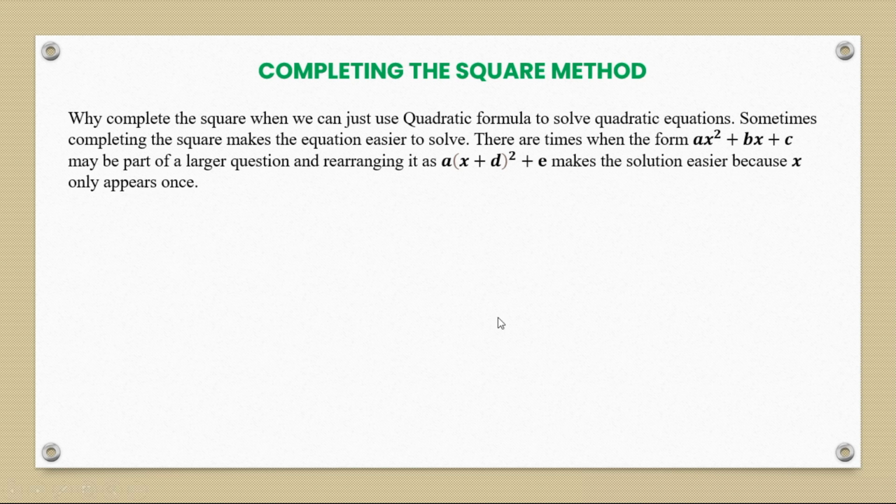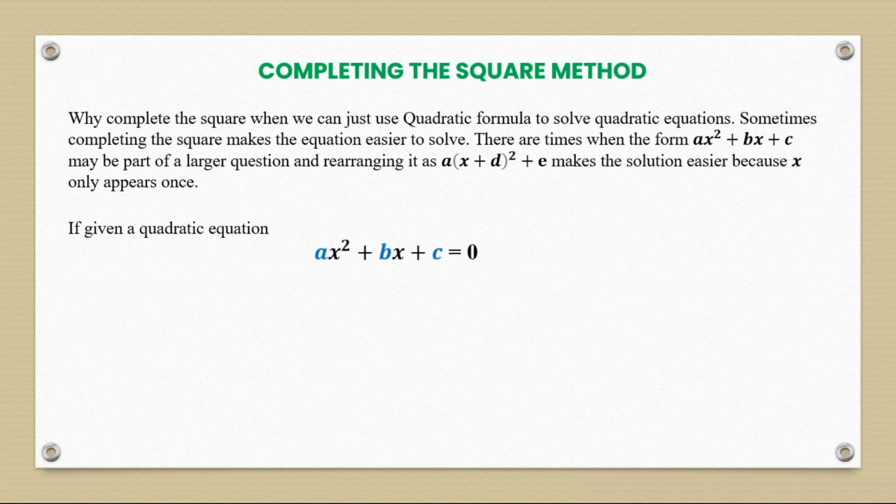So sometimes completing the square makes the equation easier to solve. Now that is a key statement that you have to actually understand. There are times where the form ax squared plus bx plus c may be part of a larger question, and you're rearranging it as a into bracket x plus d squared plus e, which makes the solution easier because x appears only once. Alright, so in integration, we're going to sometimes have to complete the square of some quadratic equations so that they're easier to integrate. So this is going to be a key tool that you can have in your hands. Now let's learn how this works.